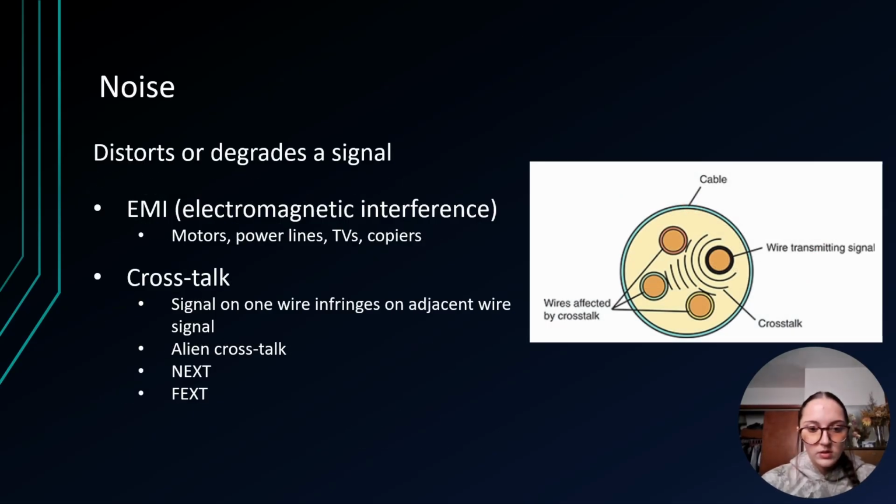Noise is something that distorts or degrades a signal, and there's two types of noise. EMI can come from power lines, motors, TVs, copiers, and then crosstalk is where a signal on one wire infringes on the adjacent wire signal. You have alien crosstalk, which occurs between two cables, near-end crosstalk or NEXT, and this occurs near the source. And far-end crosstalk occurs at the far end of the cable.